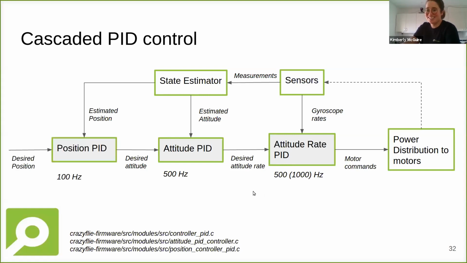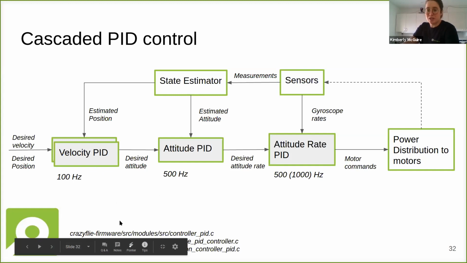But that's not all. We of course have a position PID controller. So yeah, it's quite cascaded, for sure. The state estimator also sends out the estimated position, and the position PID controller takes the difference between the desired position and the estimated position to output the desired attitude, and that runs at 100 Hertz. You don't necessarily only have to do position, you can also do velocity, that's all fine. So, any questions about this so far? I don't think so. Okay, still everything clear.